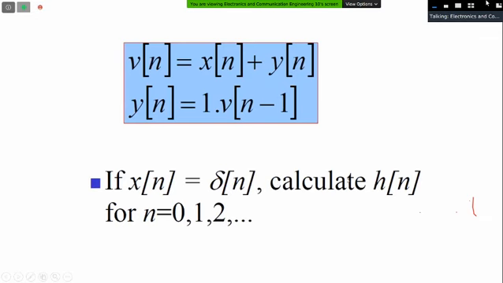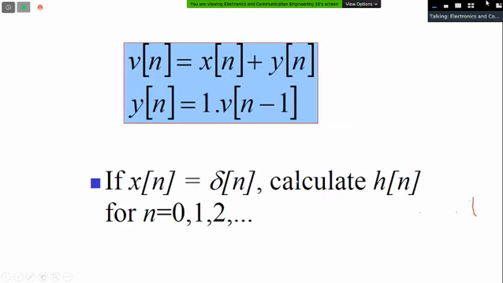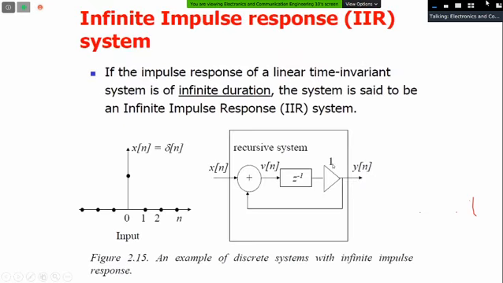Yn is fed back also, so Yn will go back. What is Vn? Vn will be equal to Xn plus Yn. All right, so that is Vn. What is Yn? Yn will be equal to Vn minus 1, because it is delayed by one unit of time. So Vn is equal to Xn plus Yn, and Yn is equal to 1 times Vn minus 1, because a multiplier multiplies it by a factor of 1.